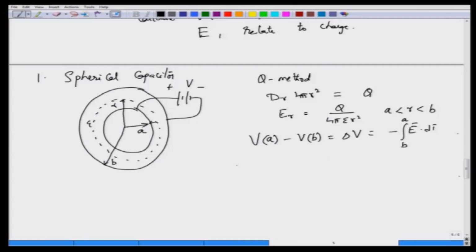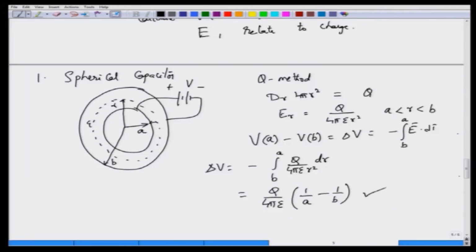Okay. So, if you evaluate this, you are going to see that delta V is equal to minus the integral from B to A, where the electric field is q by 4 pi epsilon r square, and the line integral is along dr r hat, therefore, this would essentially be dr, right. So, if you integrate this and substitute the appropriate integral limits, you will see that this will be q by 4 pi epsilon times 1 by a minus 1 by b. This kind of makes sense because the inner shell was kept at higher potential and 1 by a is greater than 1 by b.